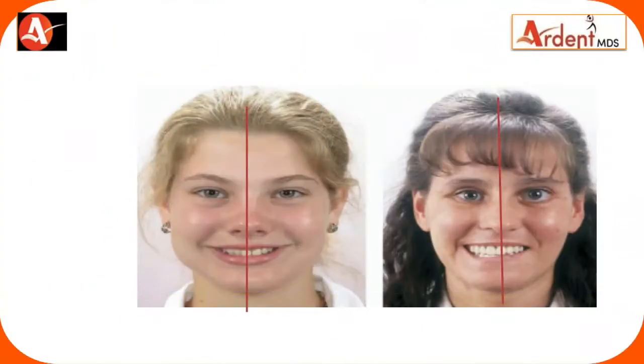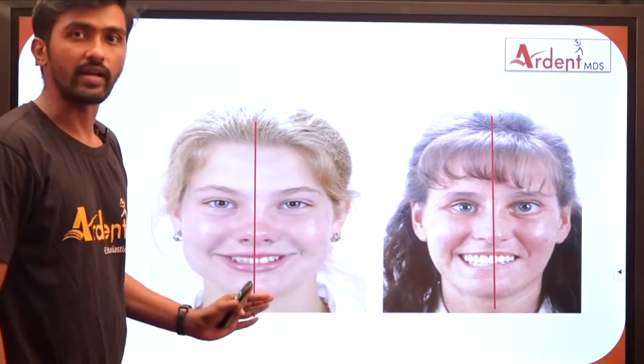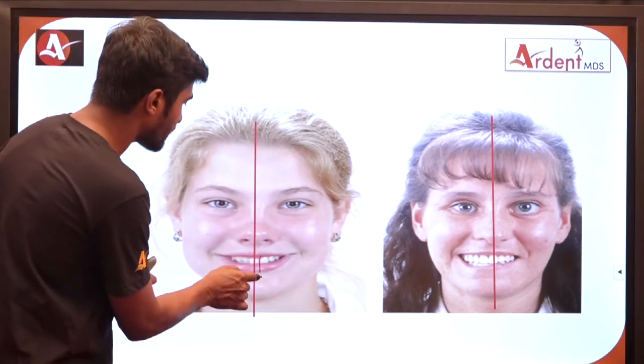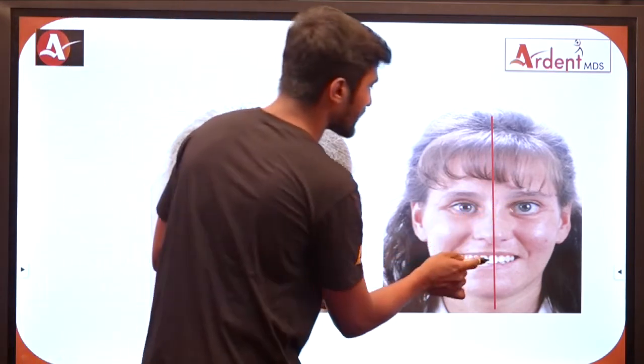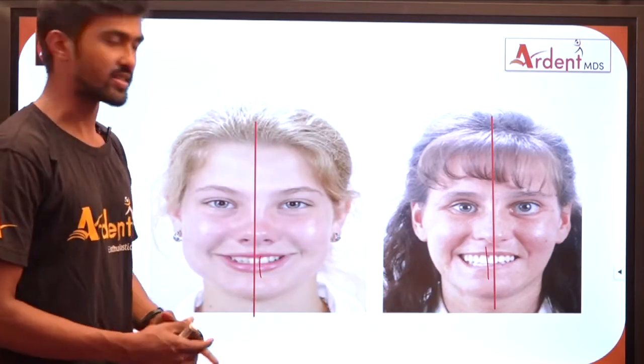Yes, these are the classic examples of yaw. What I have drawn is the facial midline, and just focus on the dental midline. So here is the dental midline of the patient, and in this case this is the dental midline of the patient. What had happened in these patients?